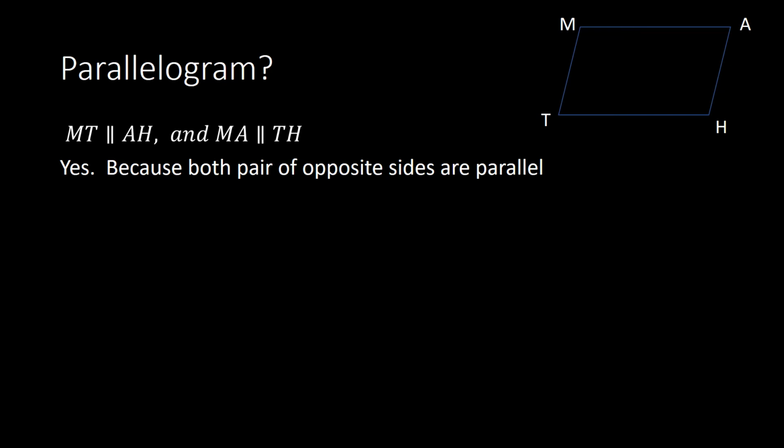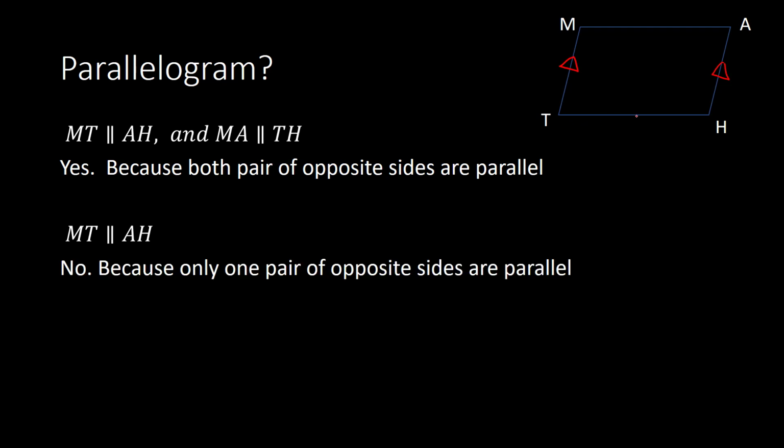Now, what if we only knew that MT was parallel with AH? Well, this would be inconclusive because we don't know if MA and TH are parallel. So therefore, no, we cannot prove that we have a parallelogram because we only have one pair of opposite sides that are parallel. And we need both to be parallel to be a parallelogram.